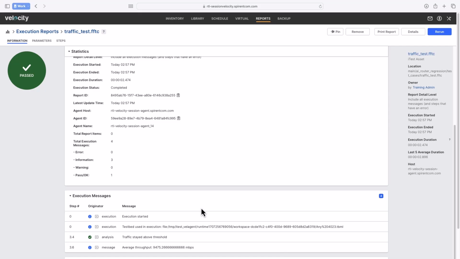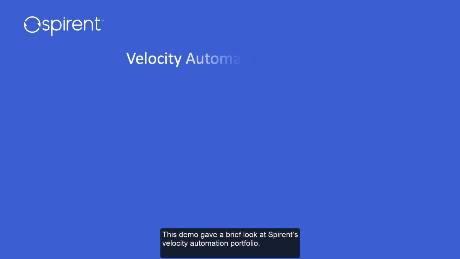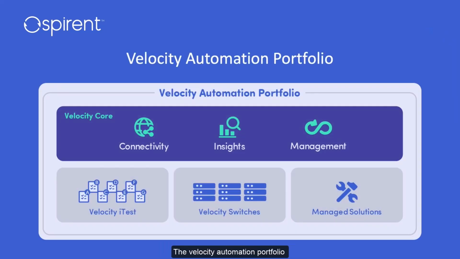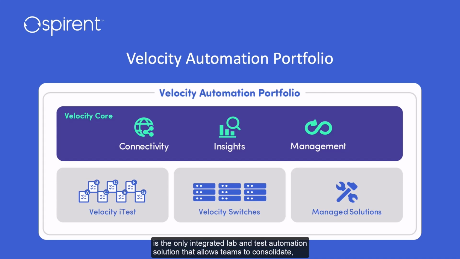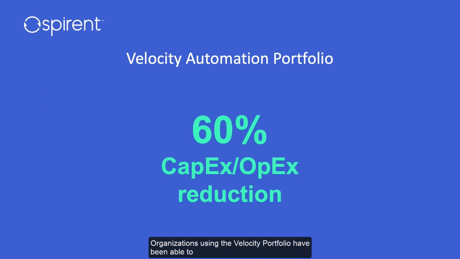This demo gave just a brief look at Spirent's Velocity Automation portfolio. The Velocity Automation portfolio is the only integrated lab and test automation solution that allows teams to consolidate, automate, and manage testing and lab resources from any location, anywhere. Organizations using the Velocity portfolio have been able to achieve up to 60% reduction in operating and capital expenses, while also accelerating their time to market for new products and services by weeks or months.